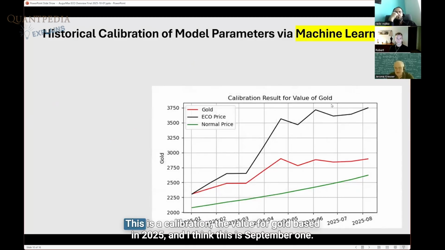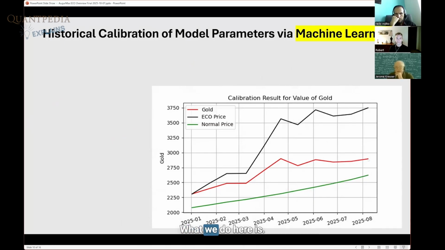Historical calibration of model parameters via machine learning goes by looking back in history. Here's an example. This is a calibration of the value for gold based in 2025, and I think this is September 1. What we do here is we go back in time, and that's variable. This is one of the parameters that are incorporated into this.